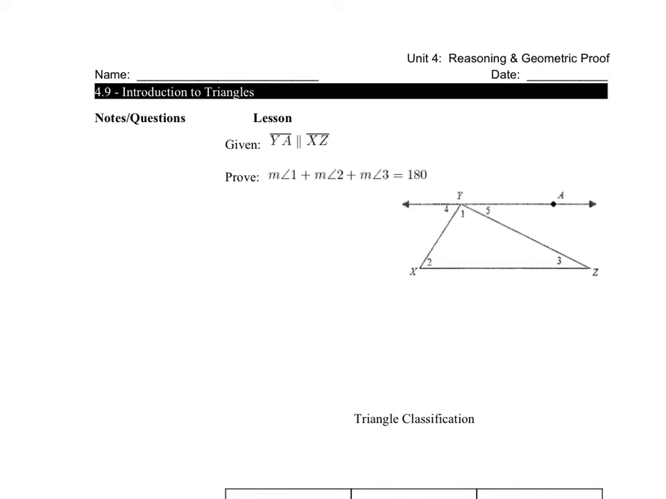And that information there is enough for us to reach the conclusion that the measure of angle 1 plus the measure of angle 2 plus the measure of angle 3 is going to have to equal 180. So I'm going to set up my 2-column proof here and then we'll get started. All right, so I filled in my first given statement.